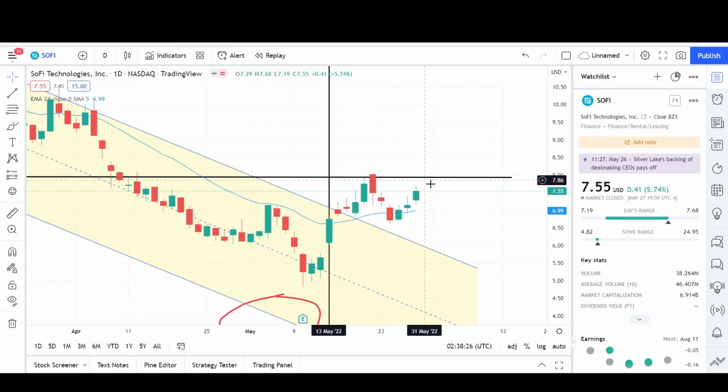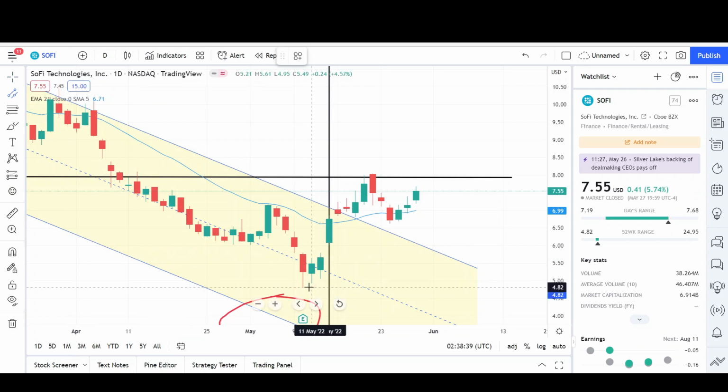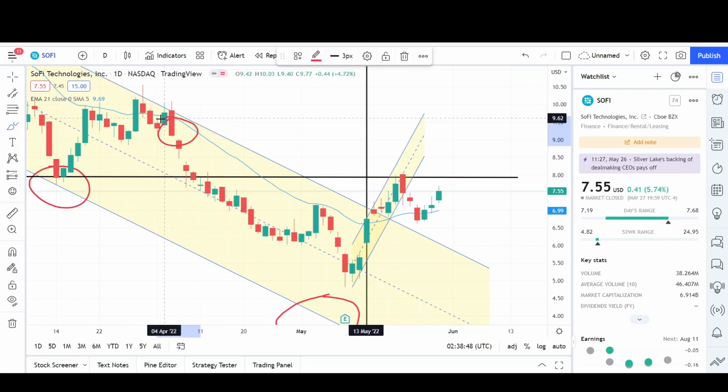Now if we get rejected again, that's a very bad sign. That's not what you want to see. Then we'll probably continue lower. But since we're coming back up to test it, and it looks like we did not make a new low of this micro uptrend channel working lower, we could break this $8 resistance and then reach that $9 target that we had predicted before, which is right at the start of this down move.